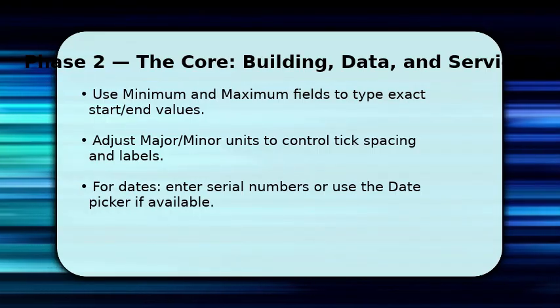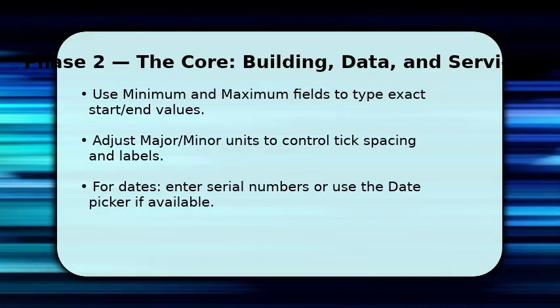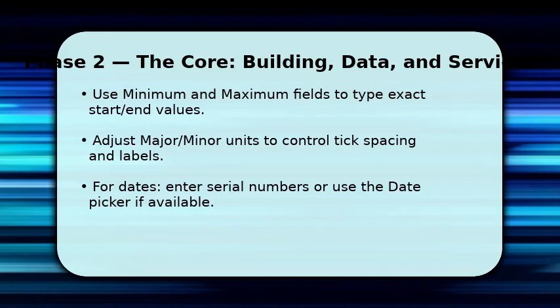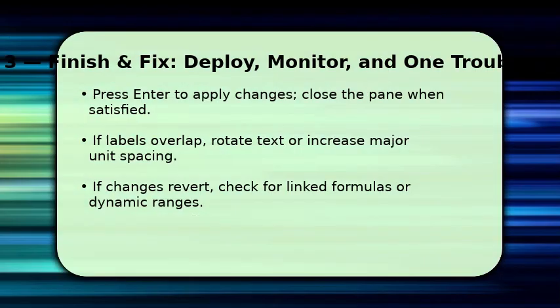Once done, observe labels and grid lines. Change units if labels overlap. If you need precise increments, use exact numbers like 0, 5, 1, or 1/7 to control spacing. Finish by pressing Enter to apply your min, max, and unit choices, and then close the Format Axis pane.